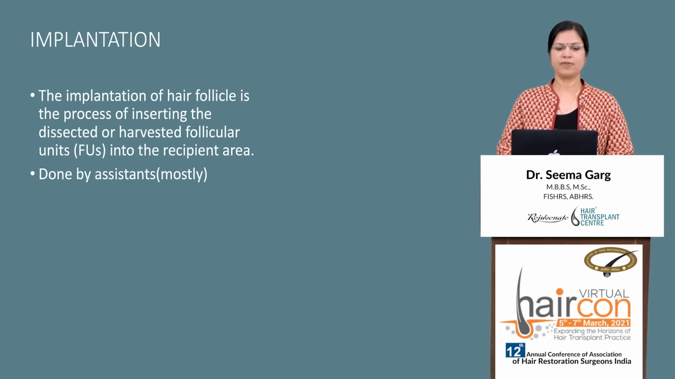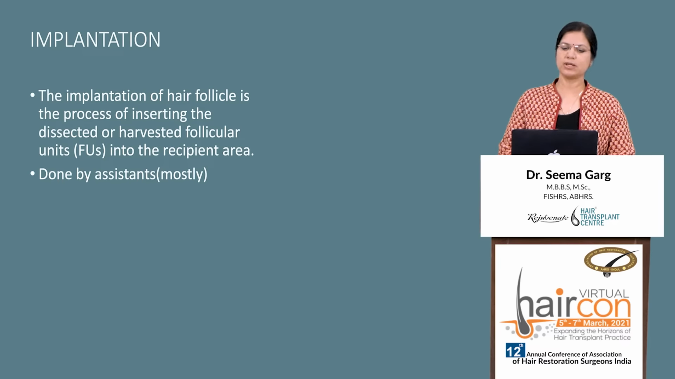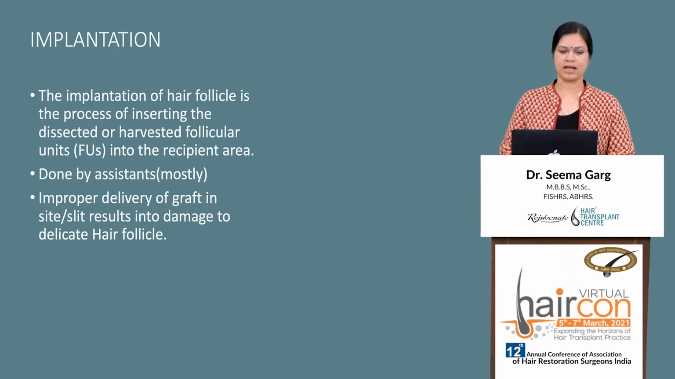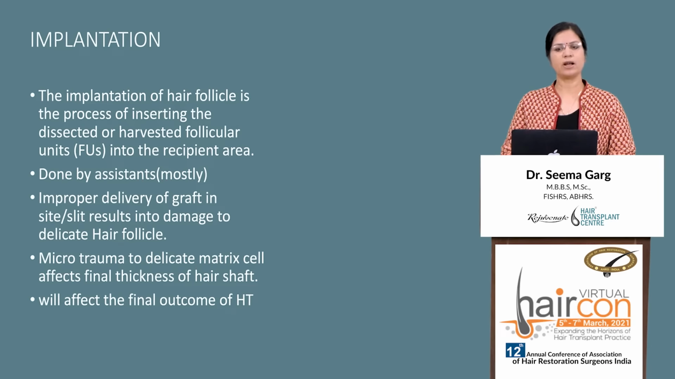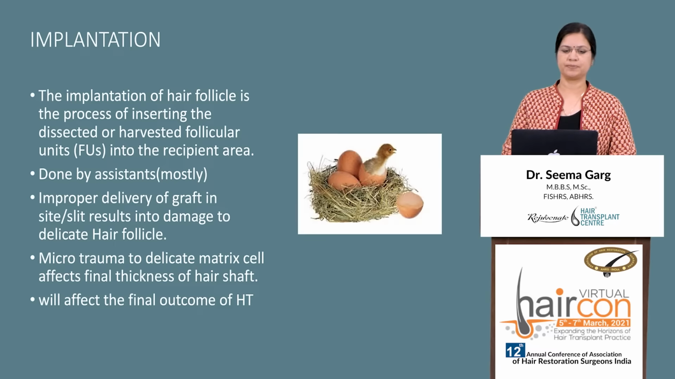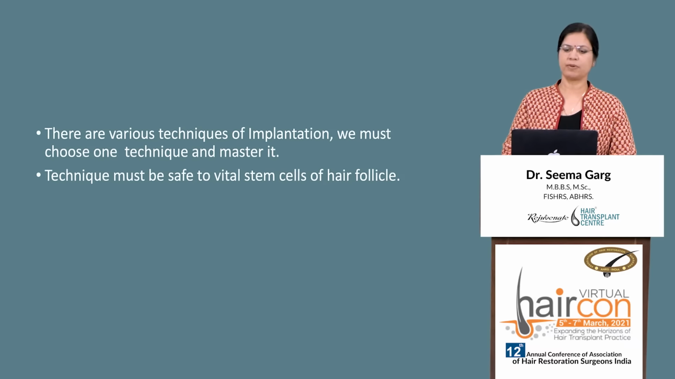The implantation of hair follicle is the process of inserting the dissected or harvested follicular units into the recipient area. It is mostly done by the assistants. Improper delivery of graft in the site or slit results in damage to delicate hair follicle. Microtrauma to delicate matrix cells affects the final thickness of the hair shaft, and this will affect the final outcome of the hair transplant. There are various techniques of implantation.